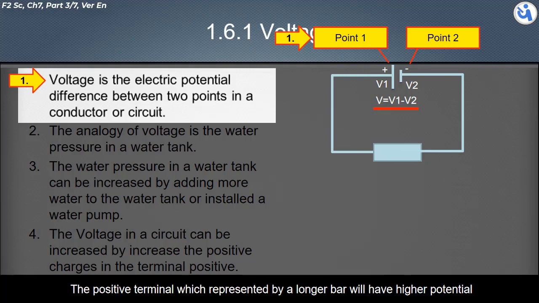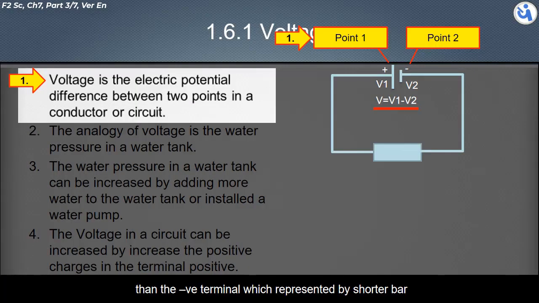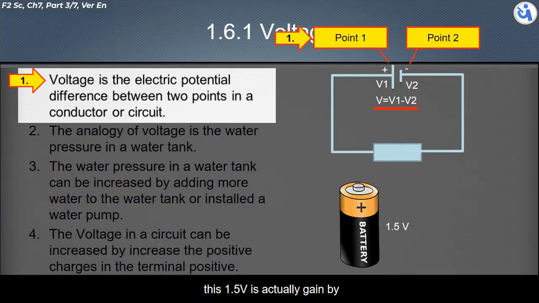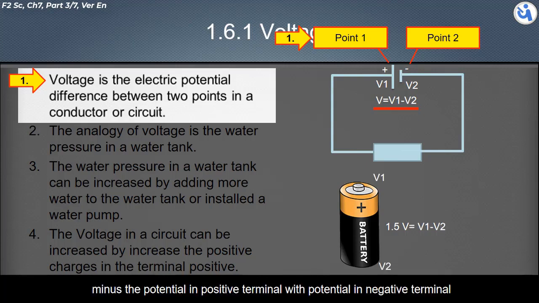The positive terminal, which is represented by a longer bar, will have higher potential than the negative terminal, which is represented by a shorter bar. In our daily life, for example, when the 2A battery is said to have 1.5 V, this 1.5 V is actually gained by subtracting the potential in the negative terminal from the potential in the positive terminal.